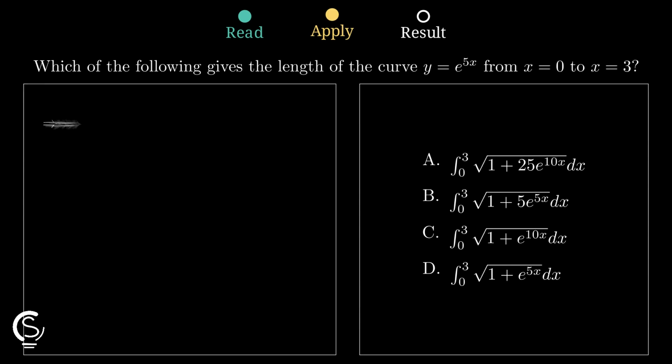Next, we have to square that derivative for our formula. Squaring 5 gives 25, and squaring e to the 5x gives us e to the 10x. Keep going.